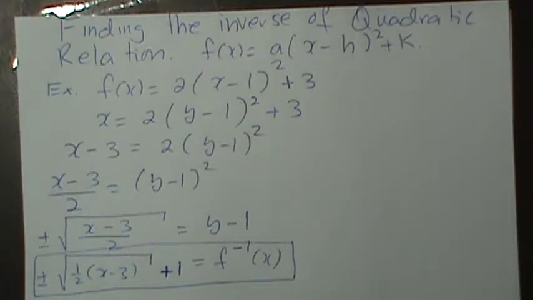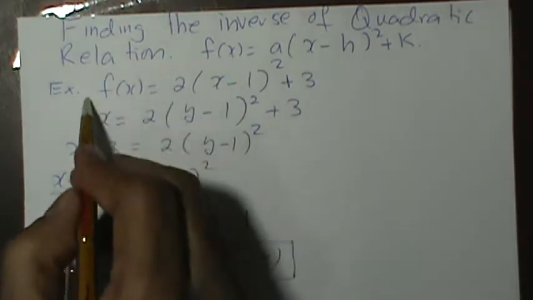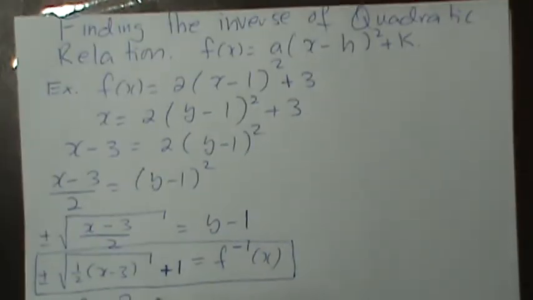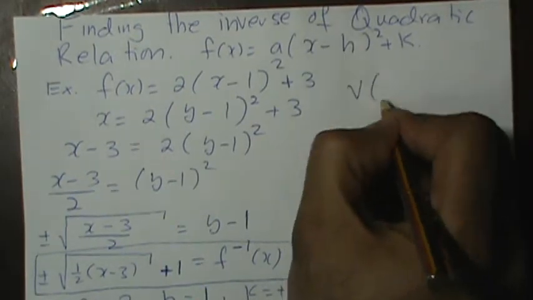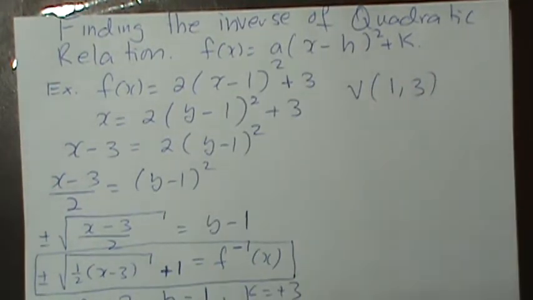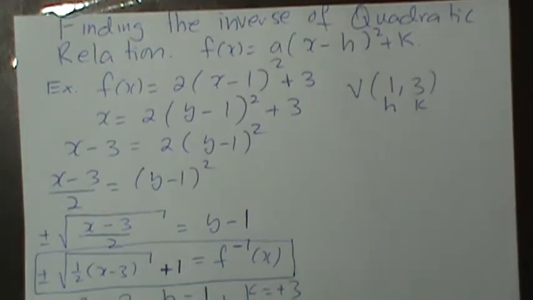Now there's also another way of finding the inverse of a quadratic relation from vertex form without going through all these steps, and there's only one formula to apply. As long as you know your value for a, which, if we look here in vertex form, a was 2, your h value was positive 1, and k is positive 3, so the vertex here is 1 and 3. So we already know the values of h and k. That's all we need to know to find the inverse of a quadratic relation.